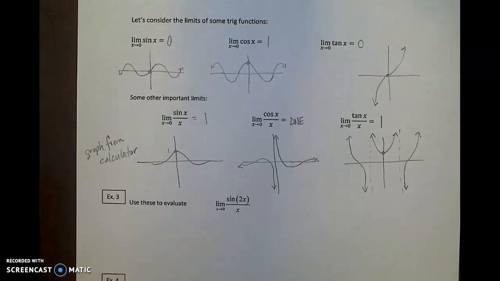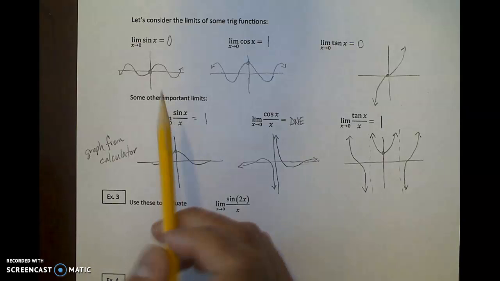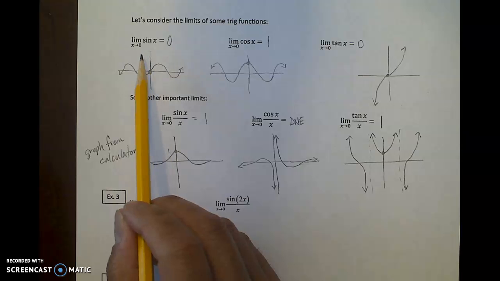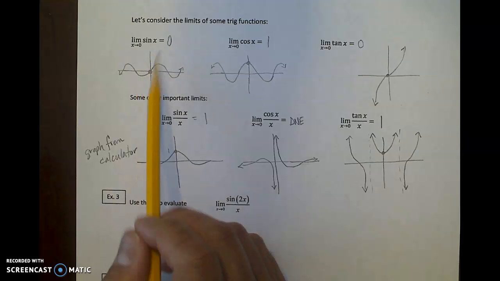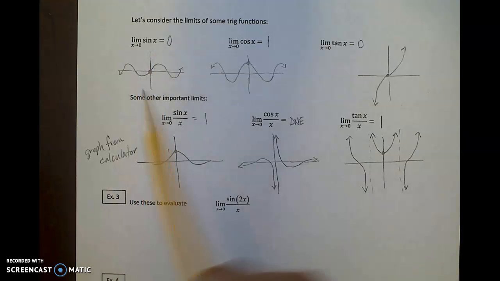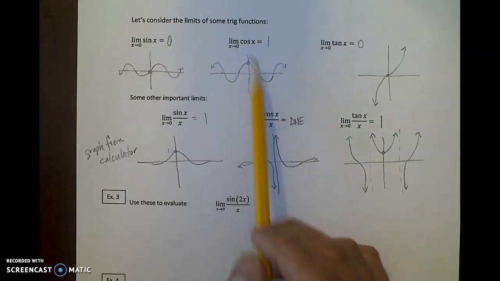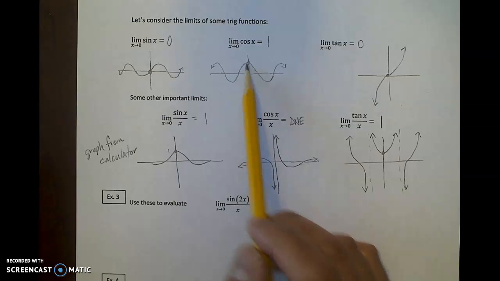Okay, so for this last page, we're going to look at some limits for functions that involve trig functions. Here we have some function graphs that I got from my calculator. We know that the limit as x approaches 0 for the sine function is 0. For the cosine function, as we approach 0 from the left and the right, the output value is 1.